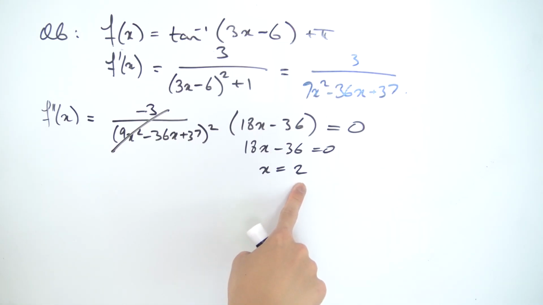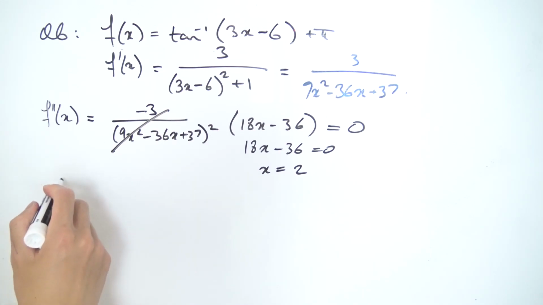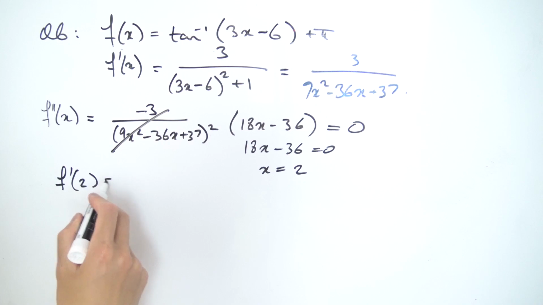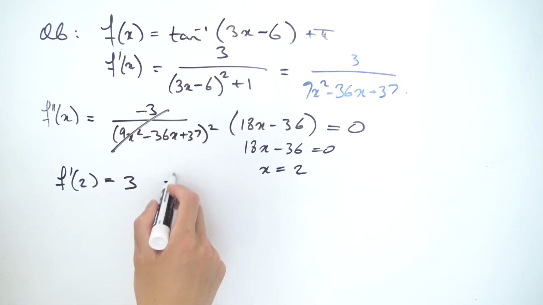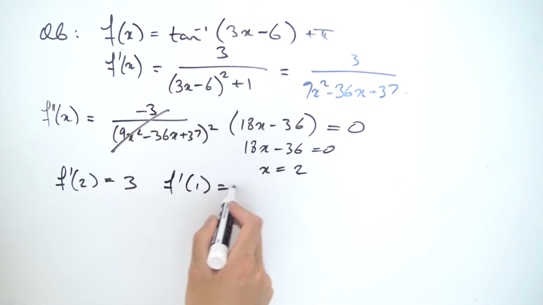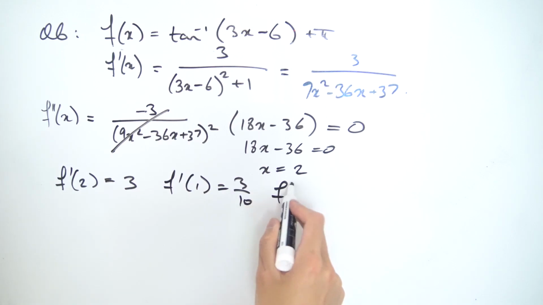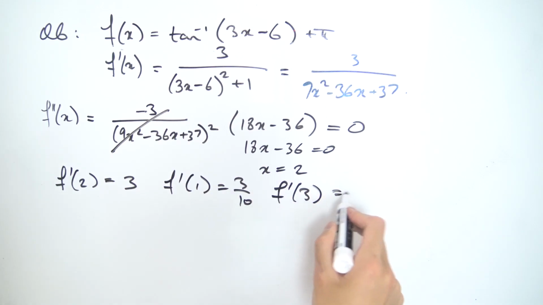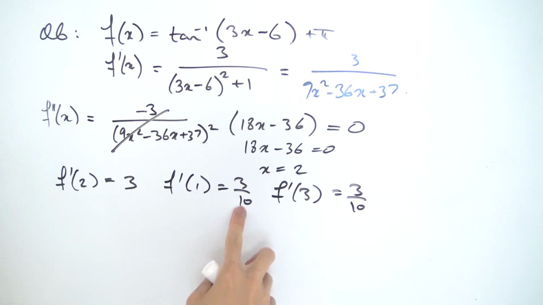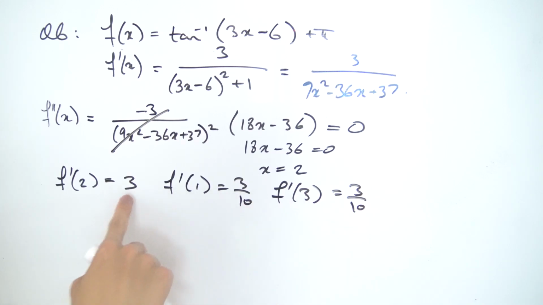So if you plug x equals 2 into the double derivative, you get 0. So there could be a possible inflection point. And to go further, you can test on both sides. So f prime of 2, I think that was 3. If you plug 1 in, you get something like 3/10. And same thing for f prime of 3, you also get 3/10. And since these values are less than 3 on either side, then x equals 2 is indeed an inflection point.